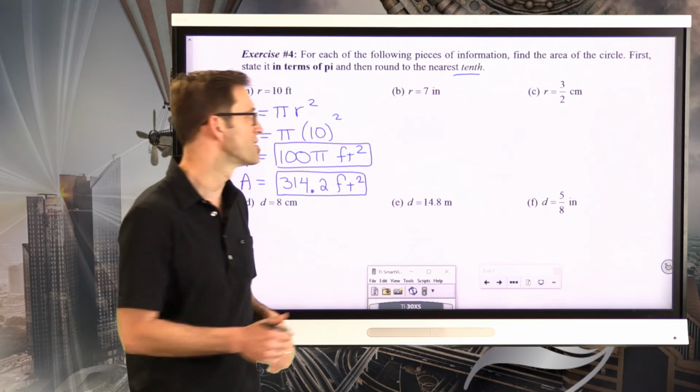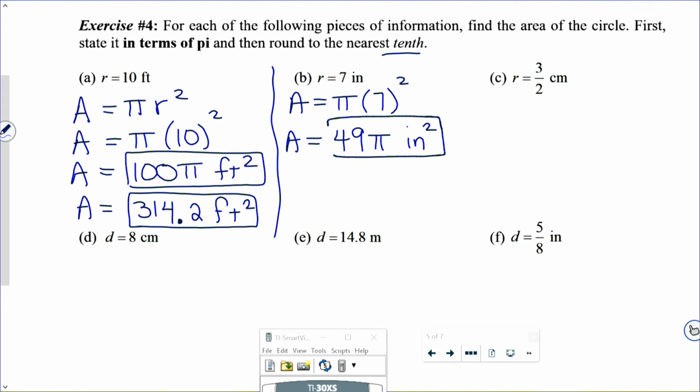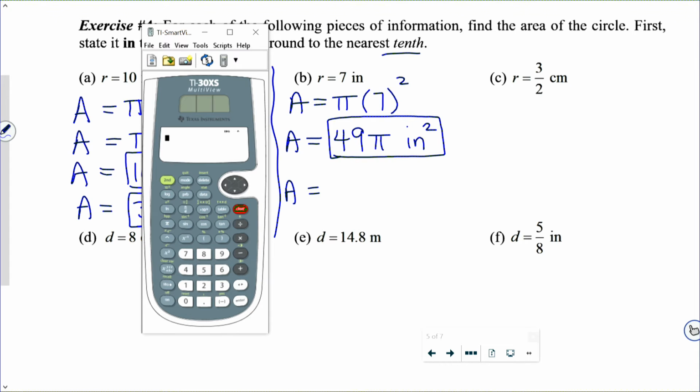All right, let's go with a radius of 7 inches. In this case, I'm not going to keep writing down the formula. That'll give me a little bit of extra space. Area equals pi times r squared. 7 times 7 is 49. So in terms of pi, the area is 49 pi square inches. In terms of a decimal representation, obviously, nothing really tricky about doing that. And we get 153.9 square inches.